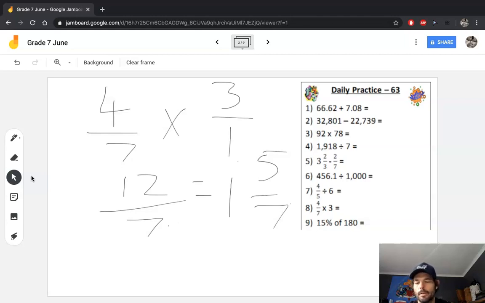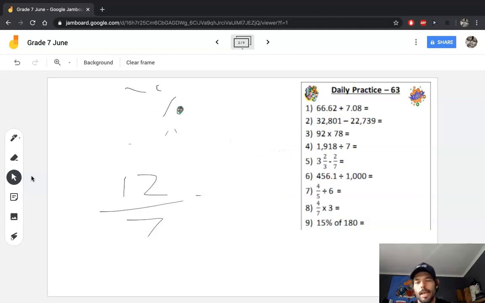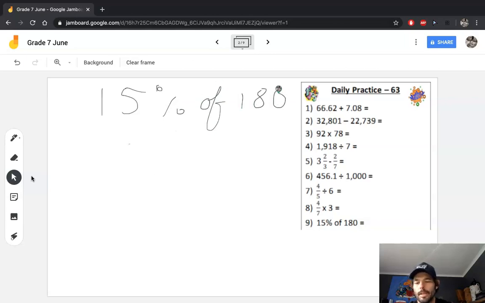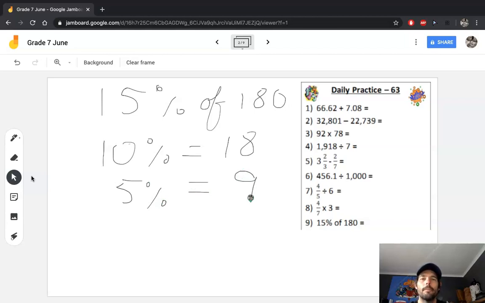Okay? And then your last question is to find the percentage of an amount, and that's going to be 15% of 180. So I've always said to you guys again that there's a couple of ways of doing this, but for me the easiest way is to first find 10%, and I do that by dividing by 10. So that gives me 18. 180 divided by 10 is 18. If I know 10%, I can figure out 5% because it's simply half of 10%. So half of 18 is 9. I add them together, I have 15%. I add these together, I have 27. And my answer, 15% of 180, is indeed 27.